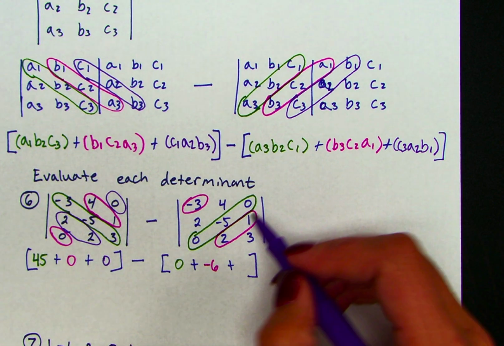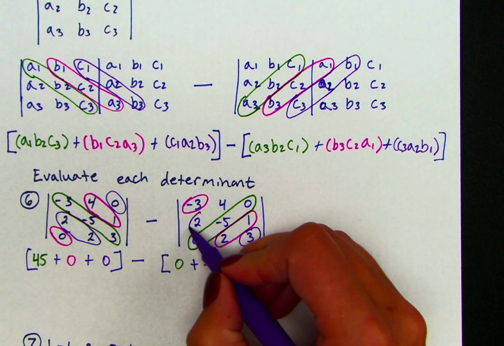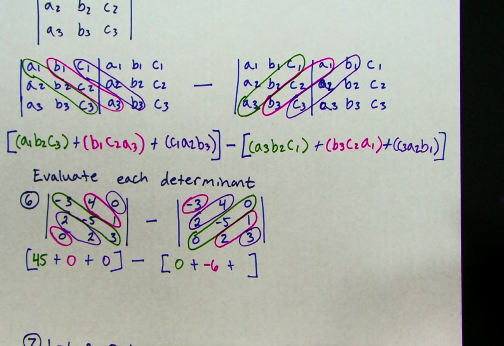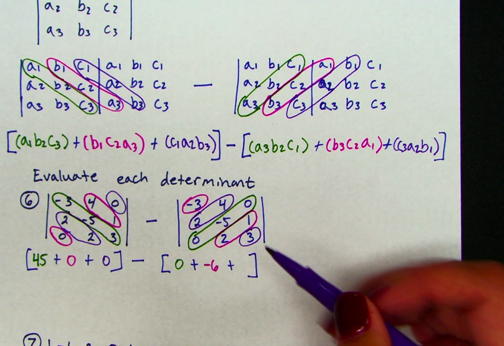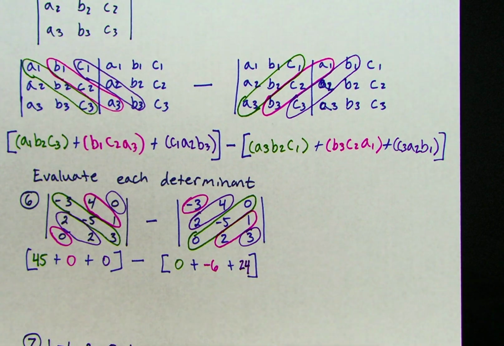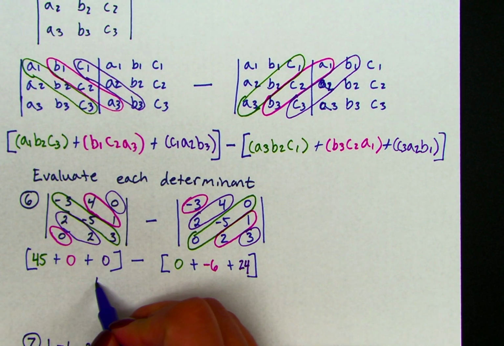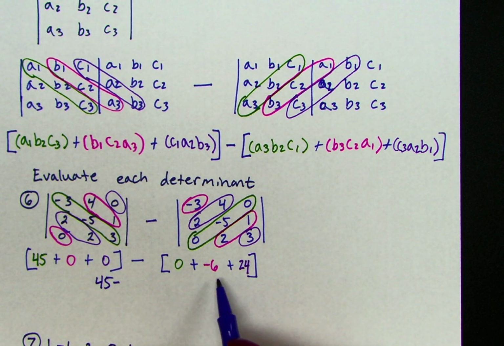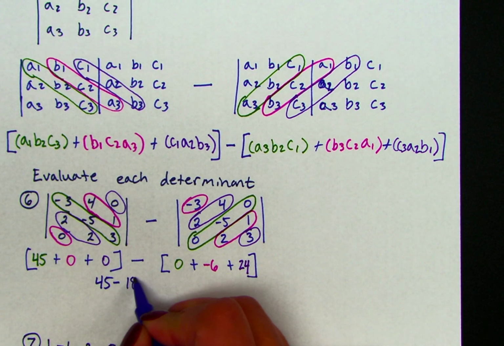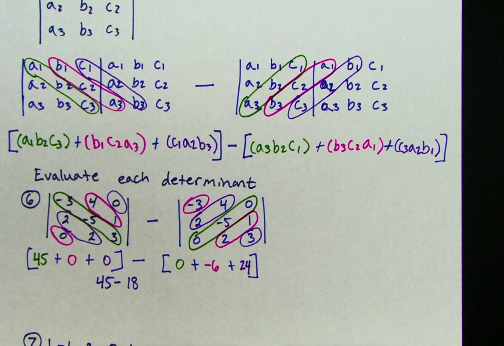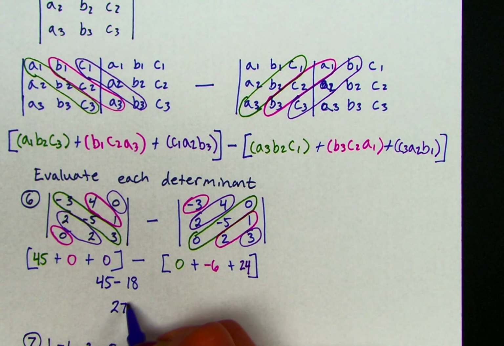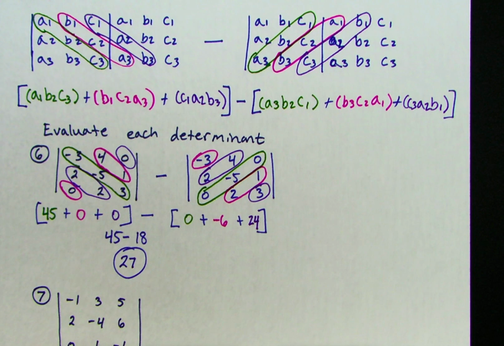And then I have my last group of numbers. So I'm taking 3 times 2 times 4. So 3 times 2 is 6. 6 times 4 is 24. Okay. And then in each of our groups, we are just going to add all the numbers together. So this is going to be 45. And negative 6 plus 24 is going to be 18. So 45 minus 18 gives us 27. So 27 is the determinant for that problem.